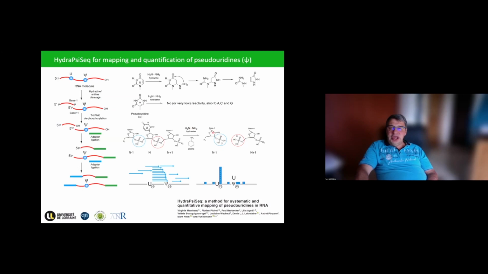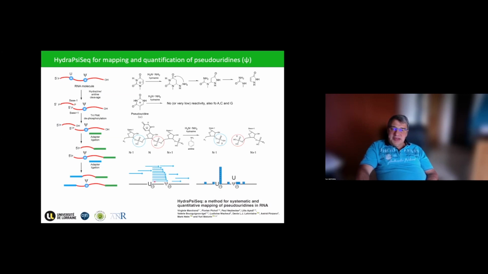So the chemistry is shown here. It is very, very similar to the one we saw for AlkAniline-seq, but the concept is more related to RiboMethSeq, because we are cleaving all RNA molecules at uridine residues, but not Psi. So Psi are protected from cleavage. There is a dephosphorylation step with T4 PNK to remove only 3' phosphates and not 5' phosphates, because we need them for adapter ligation. And after adapter ligation, sequencing and mapping, we have this type of profile.